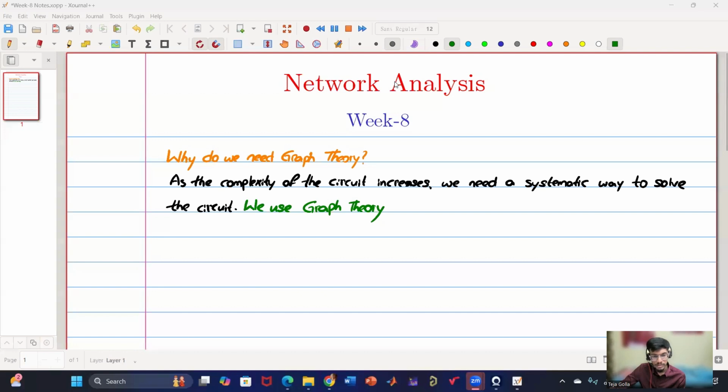Can you see my screen? Yes, sir. You can see we use graph theory, right? Yes, sir. Okay.